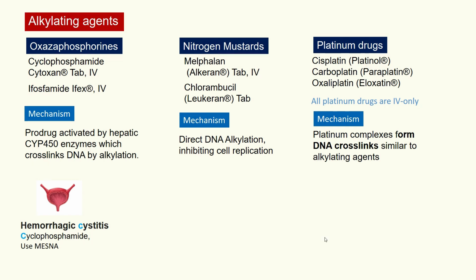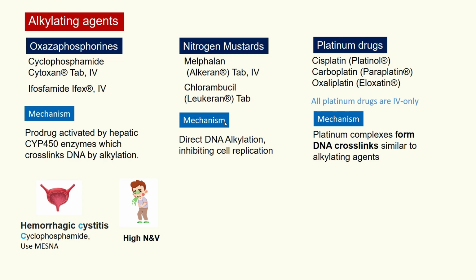That means it protects from hemorrhagic cystitis. Another major toxicity is that most of these alkylating agents, such as cyclophosphamide and platinum drugs like cisplatin, are known to be in the category of highly emetogenic cancer therapies. That means they cause very high nausea and vomiting. Therefore, generally a combination of antiemetic drugs is used to prevent the nausea caused by these therapies.